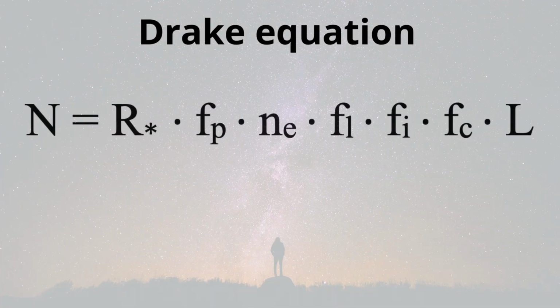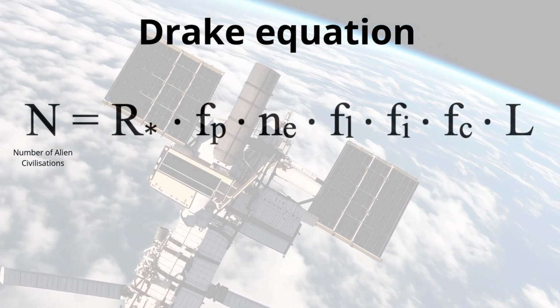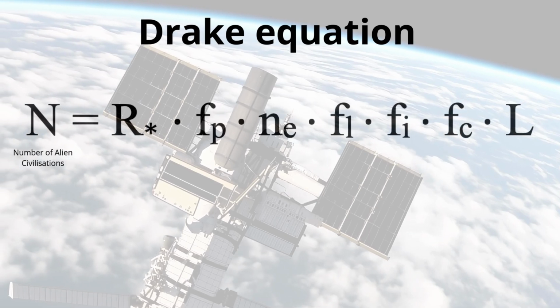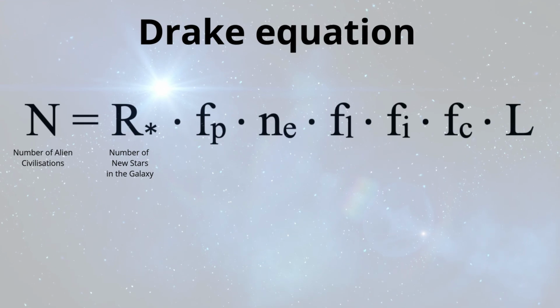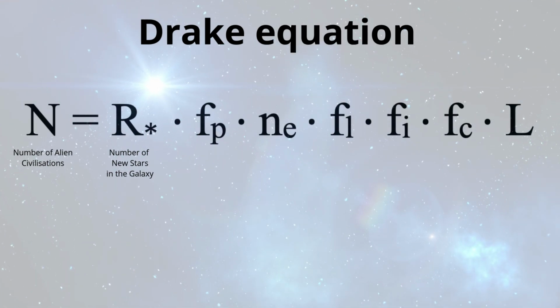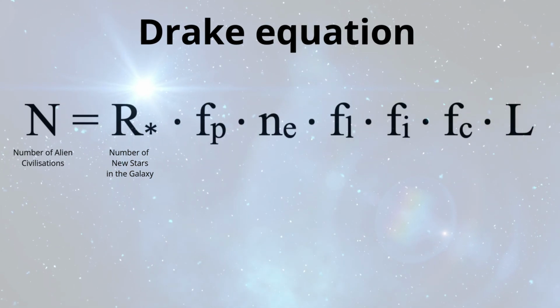This is the famous Drake equation. So, what do these factors mean? N represents the number of civilizations in the Milky Way capable of communication. This is the number we are trying to determine. R is the rate of star formation per year. Essentially, how many new stars are born in the galaxy each year?